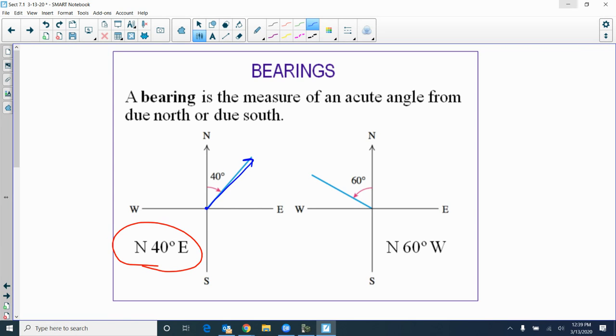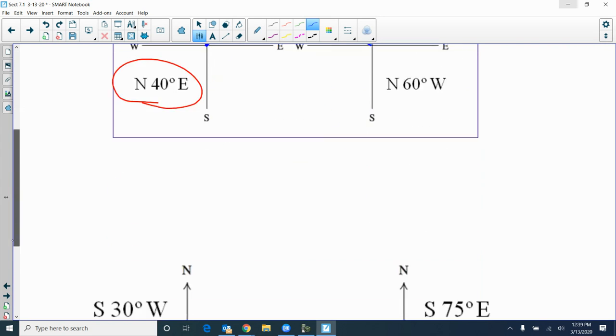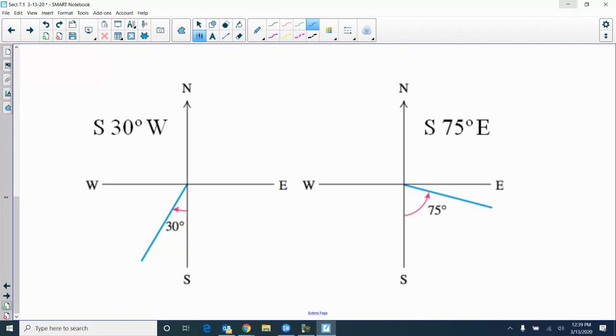Northeast. What would be quadrant 2? It would have to be northwest. So north 60 degrees west would put us traveling in quadrant 2. To travel in quadrant 3 and 4, you're going south. So south 30 degrees west would be quadrant 3, and south 75 degrees east would be quadrant 4. And then if you're just traveling straight east or straight west, or due north or due south, all right, let's just look at this.